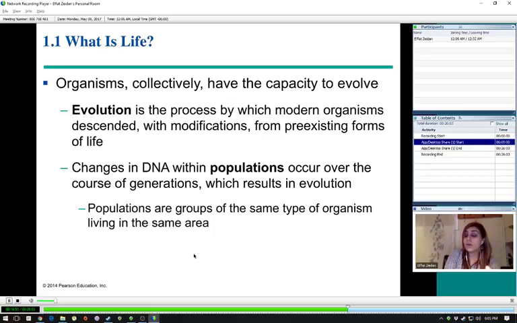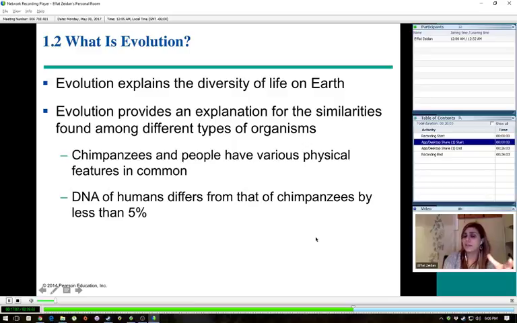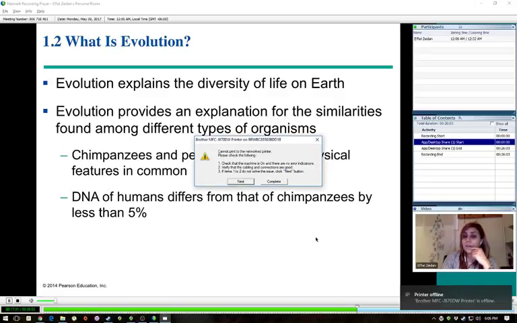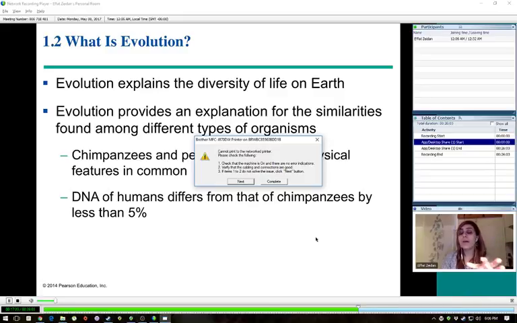So there are certain changes that occur according to this theory through time in DNA within the population of organisms, and this results in evolution. Populations are, by definition, groups of the same type of organisms that live in the same area, which has the same environment. So evolution, according to the theory by scientists, explains the diversity of life on Earth, because it provides an explanation for the similarities that are found among different types of organisms that live within a certain area.